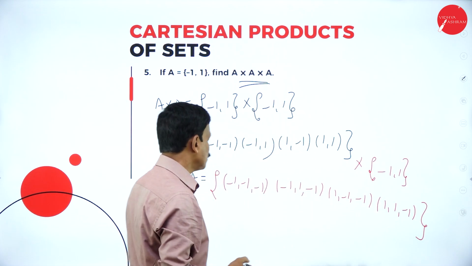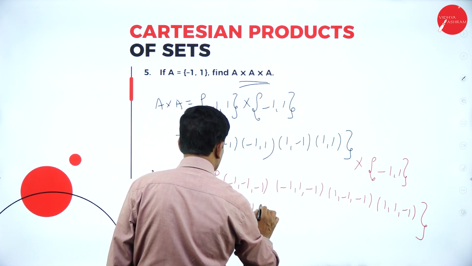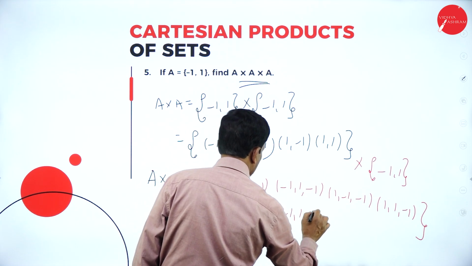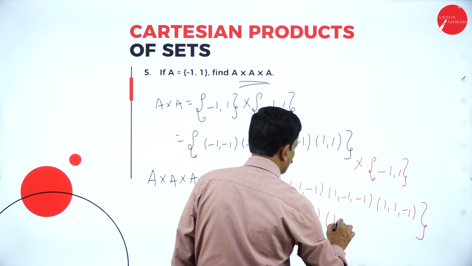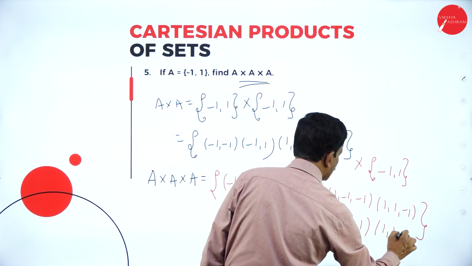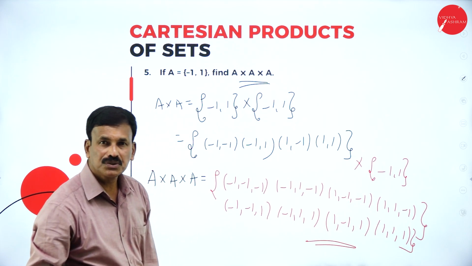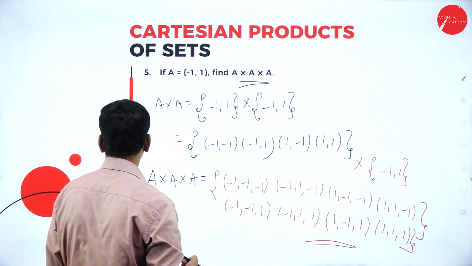Now take the second element. Same. Here it is (-1, -1, +1), (-1, 1, +1), again (1, -1, +1), again (1, 1, +1). This is called the triplet, A × A × A. That's it. Now the next one.